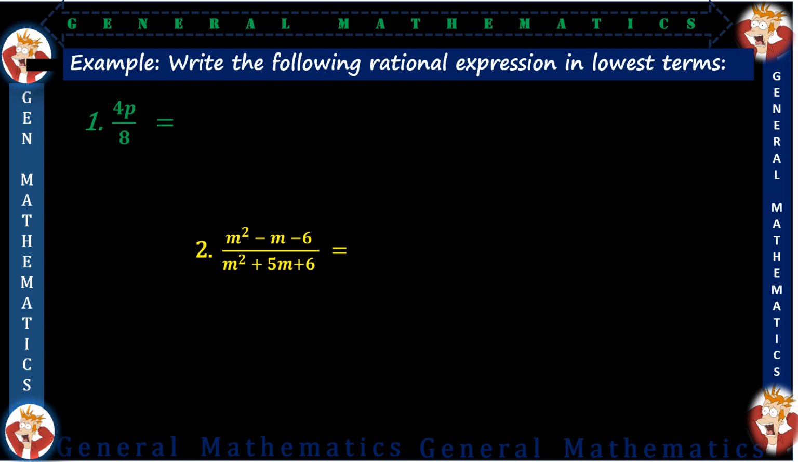We have 4p all over 8. Dito po, tingnan natin, pwede po ba natin i-divide yung 8 sa 4? Parang pwede. At kung pwede, divide natin silang dalawa na magkaparehas. So that's 4 divided by 4, that's equals to 1. And 8 divided by 4, that's equals to 2.